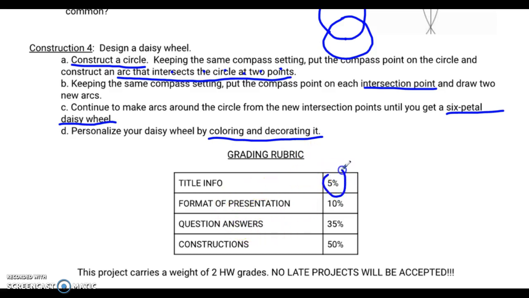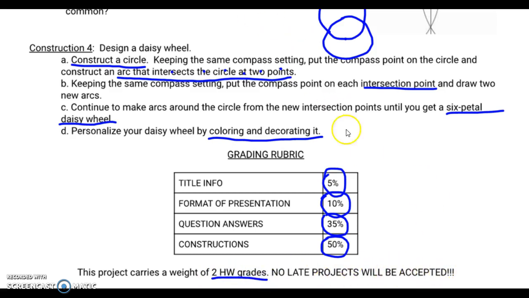The title info, your name and everything like that, the class, the period, etc., that's going to be 5%. The format of the presentation, just whether all of your stuff is organized correctly, that's going to be 10% of your grade. The answers to the questions is going to be 35%, so make sure that those are typed or written underneath the questions. And then the constructions with all the construction marks and things like that, those are going to be worth 50%. It's 2 homework grades, and I haven't given that many homework, so that's going to be a pretty significant part of your grade. No late projects will be accepted.